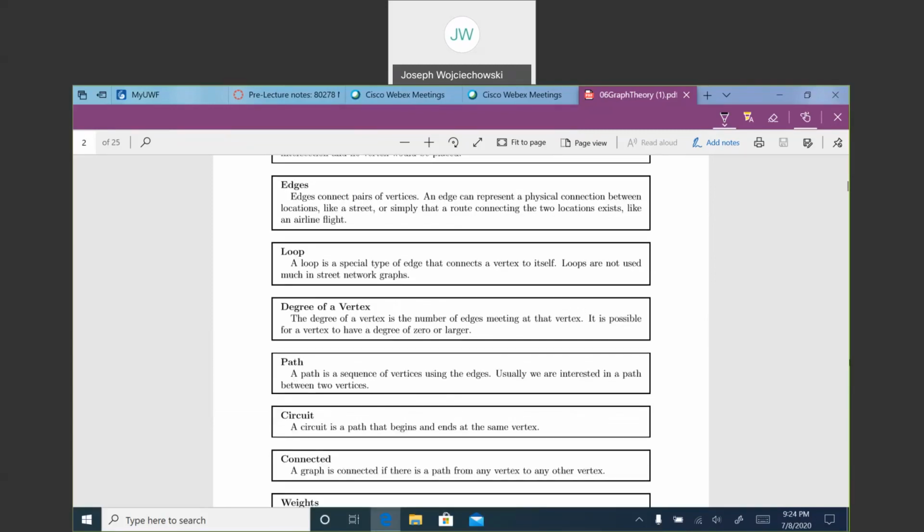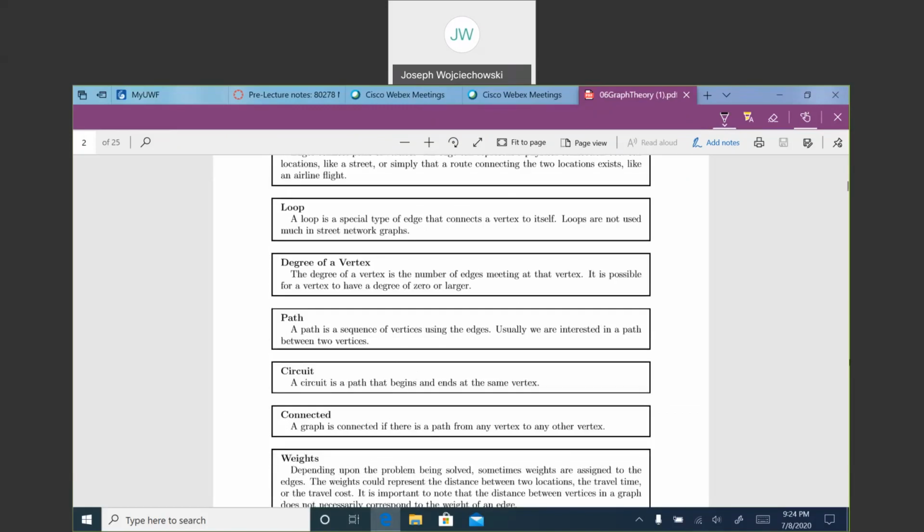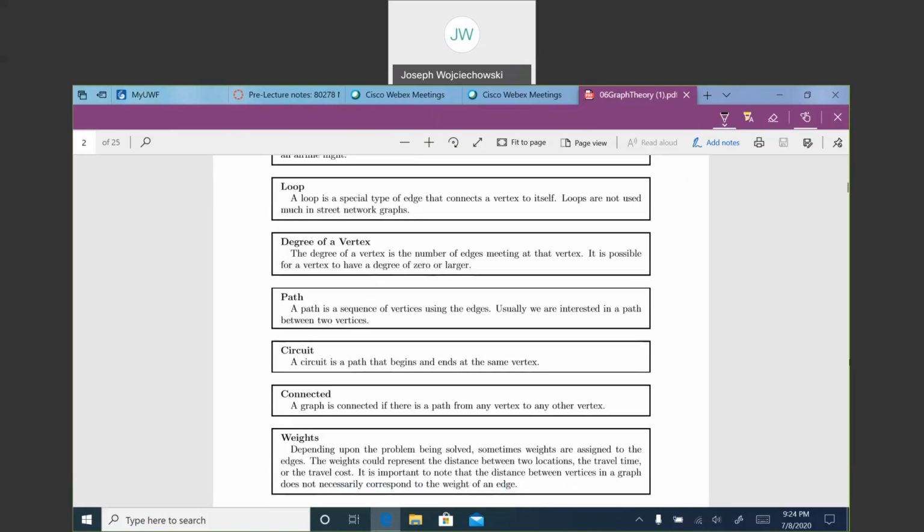Edges connect pairs of vertices. An edge can represent a physical connection between locations like a street, or simply that a route connecting the two locations exists, like an airline flight. A loop is a special type of edge that connects a vertex to itself. We don't use loops much in street network graphs.